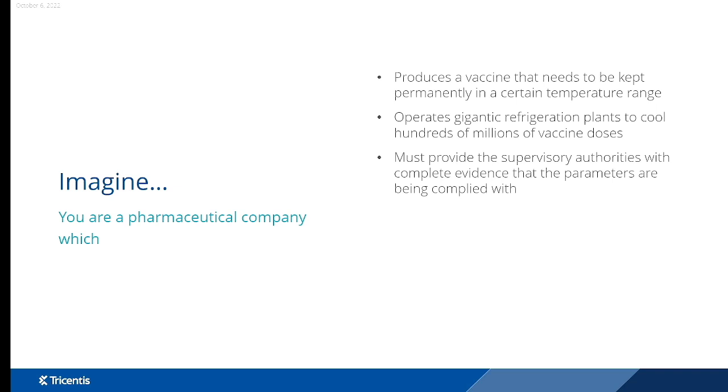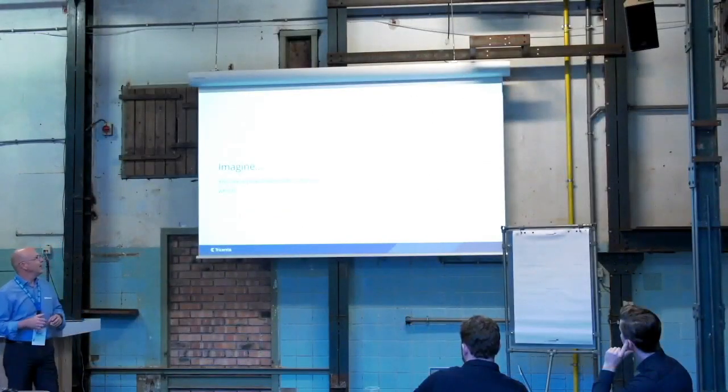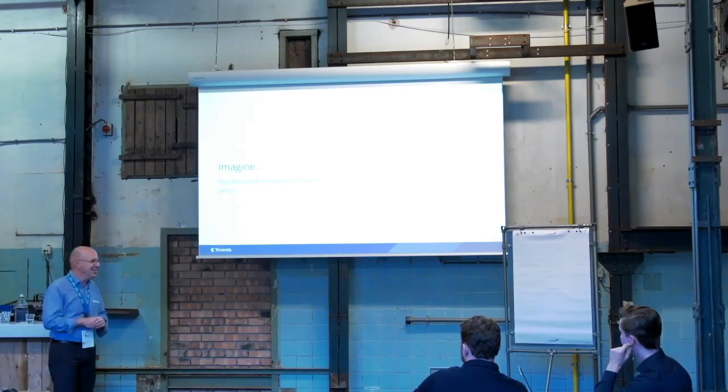Now, to make this a little bit more tangible, I'd like to start with 3 examples from actual customers who have really used Tricentis Data Integrity to solve some major business problems. So put yourselves in the shoes of a pharmaceutical company. In this case, I'm even allowed to mention the name. It's Pfizer, a US-based pharma company. They are producing a vaccine. It's not a COVID vaccine, but still important vaccines.